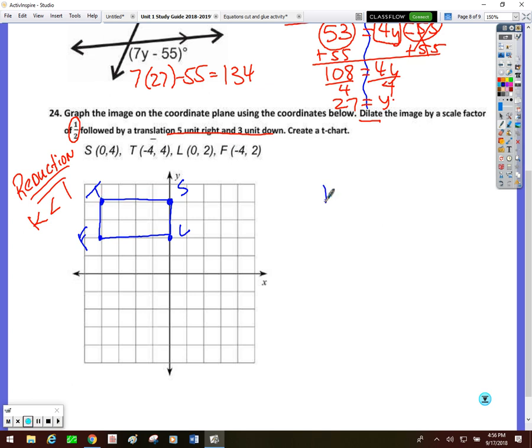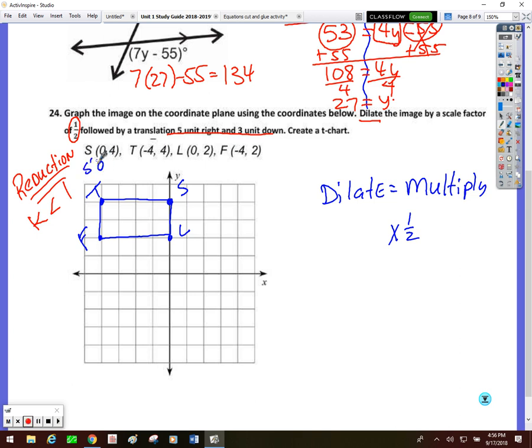Now we want to dilate it by a scale factor of 1/2. Well, remember, dilate, what you're looking for, that means to multiply, right? So we're going to dilate everything. So that means we're going to multiply this time. Everything's going to be multiplied times 1/2. Okay? Well, 1/2 is pretty easy to fool with. Sometimes you can say, just what is half of a number? Well, 0 times 1/2 is 0, right?